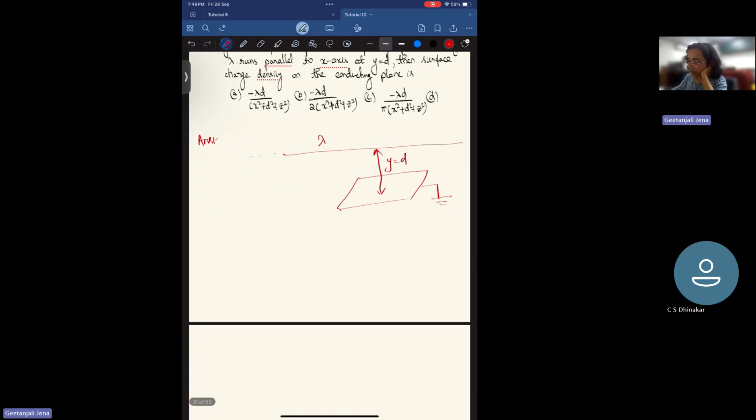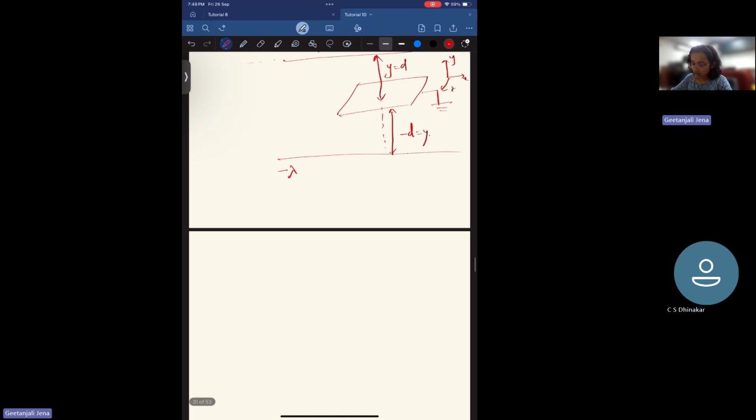If you look at the method of images, you need to replace this grounded conducting plane by an image line charge density, which is at minus lambda and at a distance minus d. This is Y, X, and this is Z. If you recall the potential due to a line charge, this we have already calculated, or you can find it by using the line integral of E. You can easily calculate it by using the Gauss law.